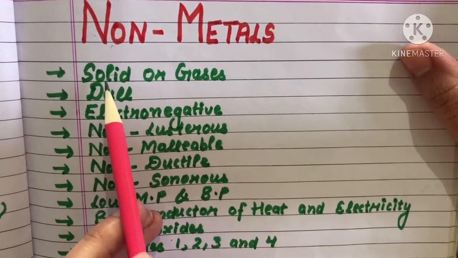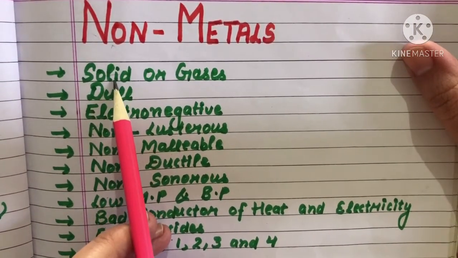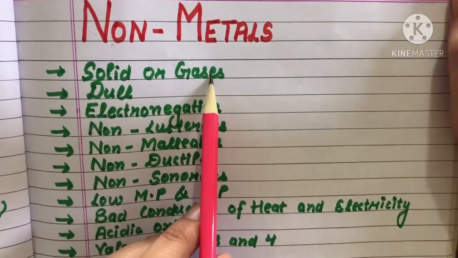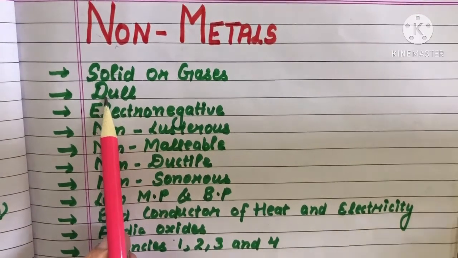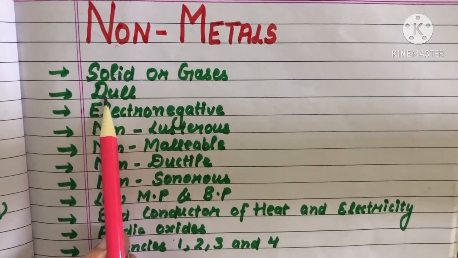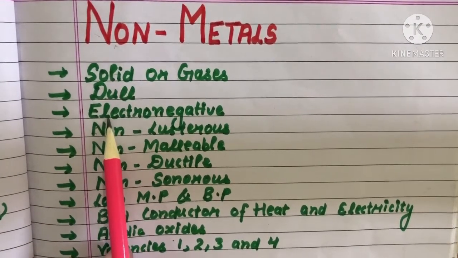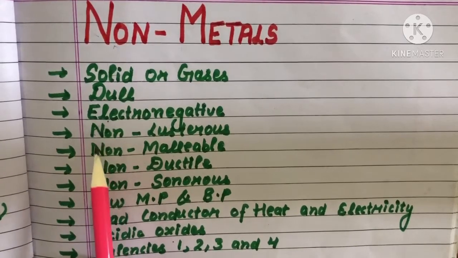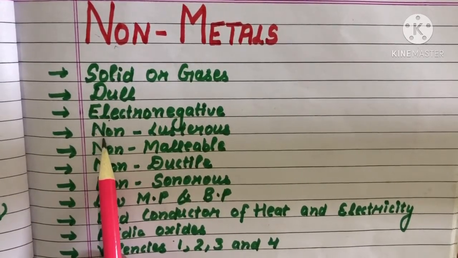Its first property is non-metals exist in solid as well as in the gaseous state. Next, these are dull, means they are not shiny like metals. Then non-metals are electronegative. Electronegative means they always gain electrons and form anions. Then non-metals are non-lustrous, means they are not shiny in nature.